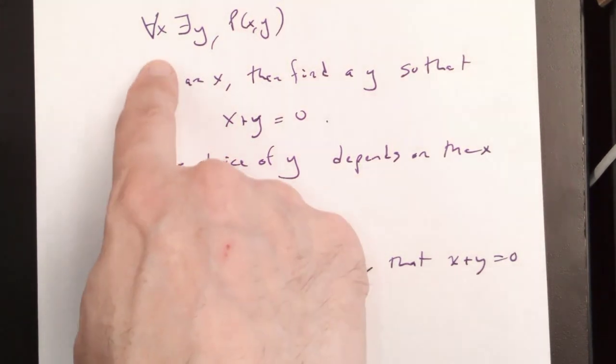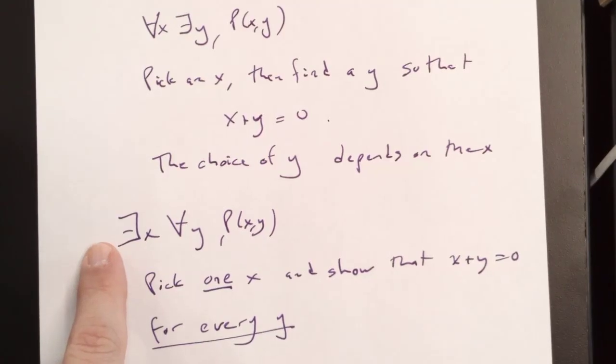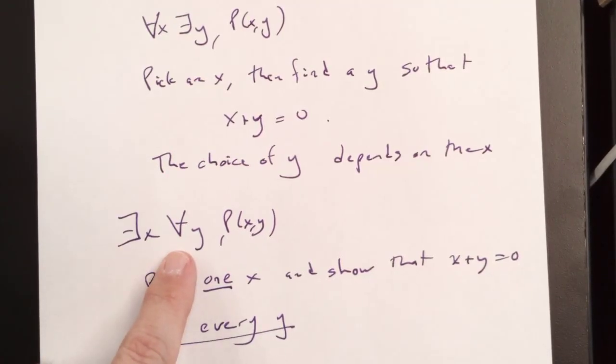For every player, there exists a position. That player plays that position, right? You can do that, right? Every person gets a position on the team. There is a player who plays every position.